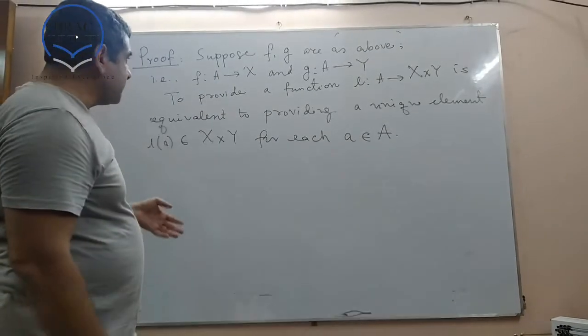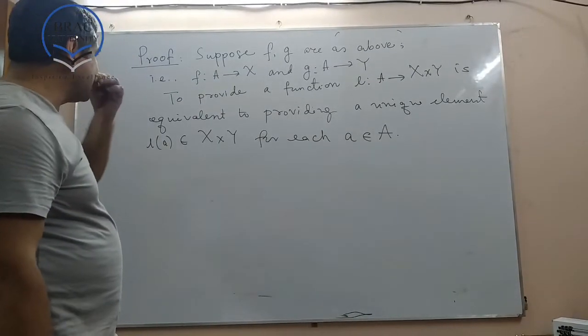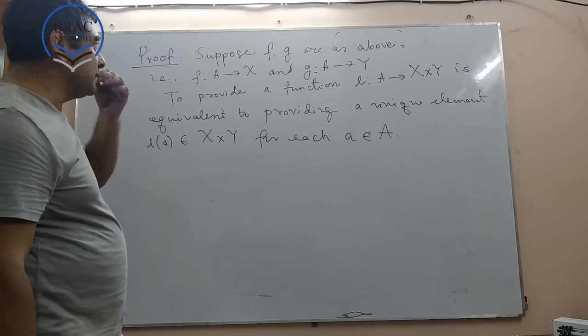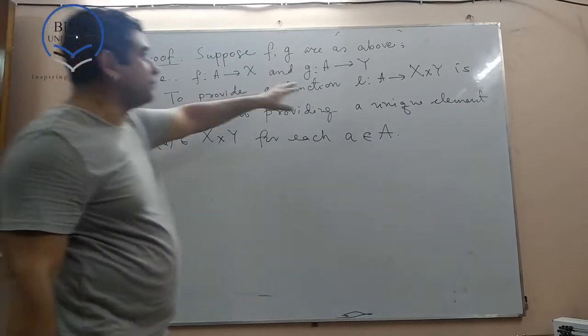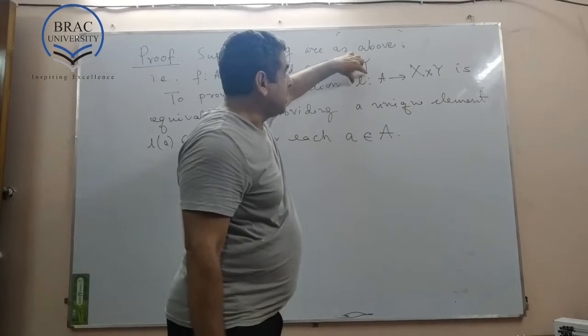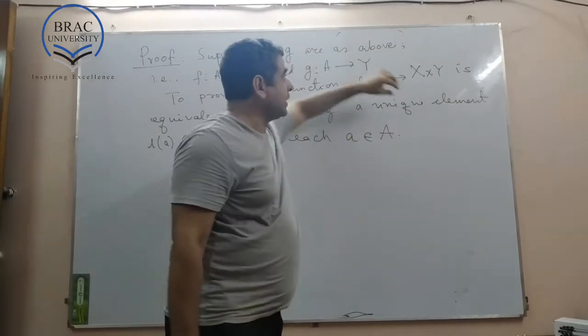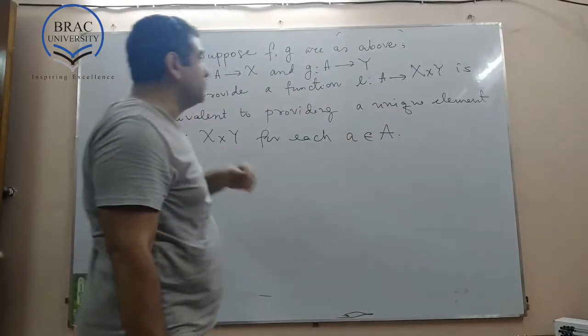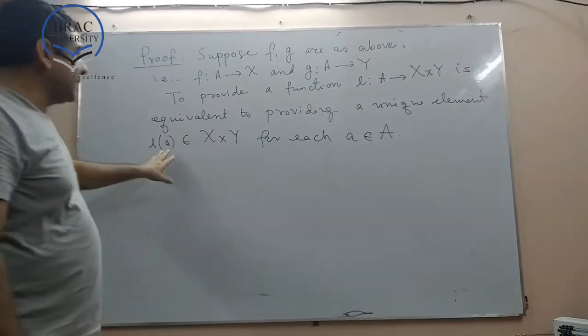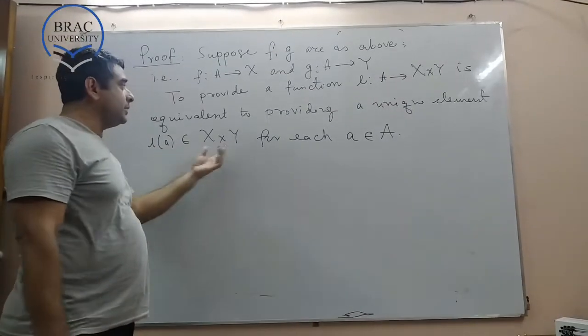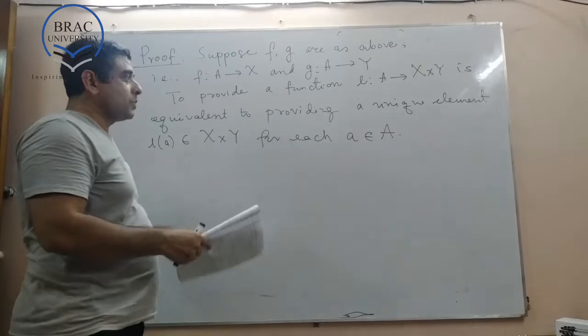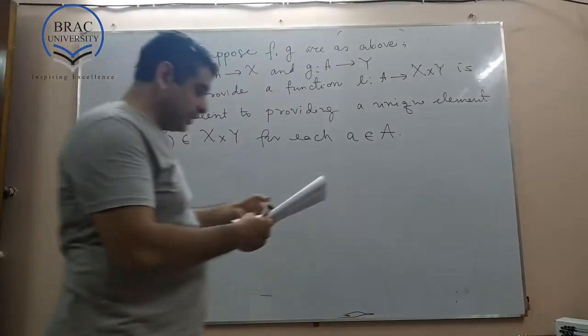So we were up to the proof of this first lemma of the universal property of products. As we were saying, to provide a function from A to X cross Y, denoted by L, is equivalent to providing a unique element LA in this product for each A in this big A.